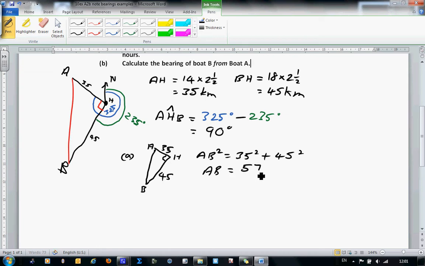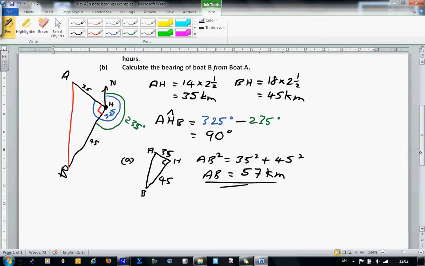Calculate the bearing of boat B from boat A. So this is the second part. And this is where the bearings comes in, and we have to have some prior knowledge about angles and geometry and so on. In order to do that, notice the word from. I think that's probably the most important word that you're going to see with bearings. It means that you're on boat A, you're stood on that boat, and you're looking out to sea and trying to find out where boat B is.